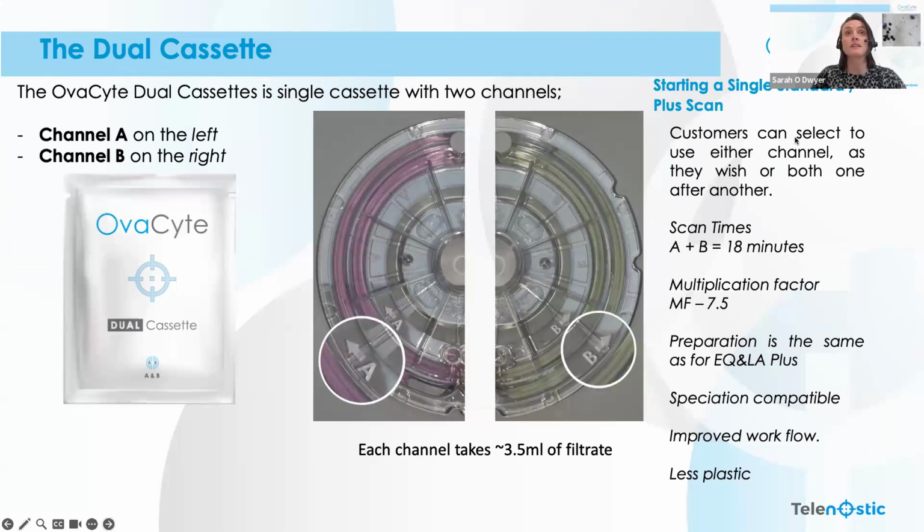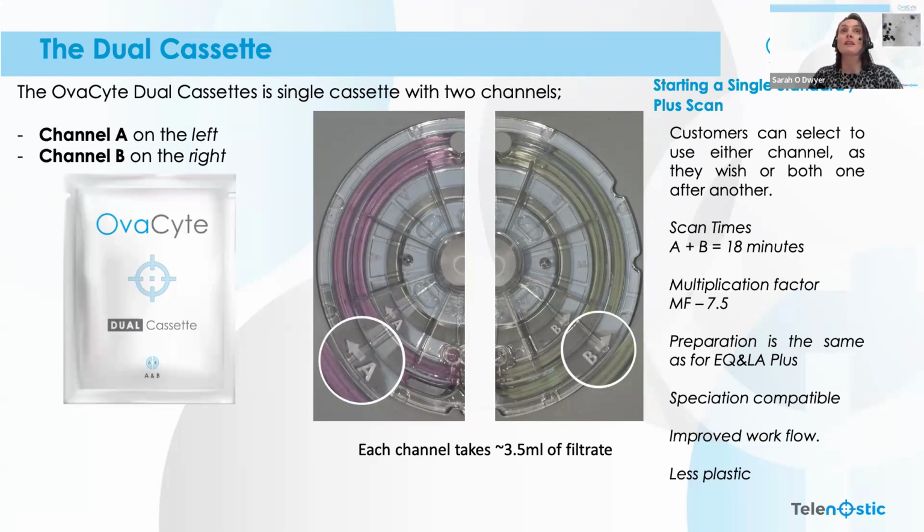So if you only have one scan to do, you can use side A or side B and then leave the other side if you know you have a sample coming in the afternoon, or you can use them one at a time consecutively. The scan time for A and B is 18 minutes, so 9 minutes for one or the other, and the multiplication factor is 7.5.